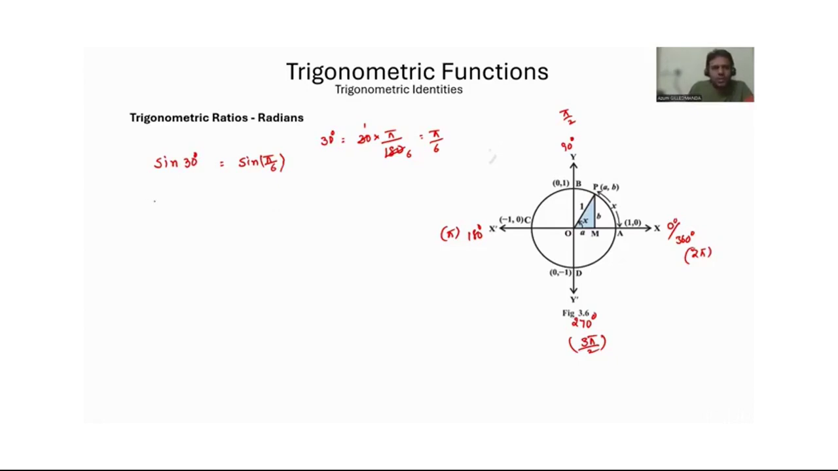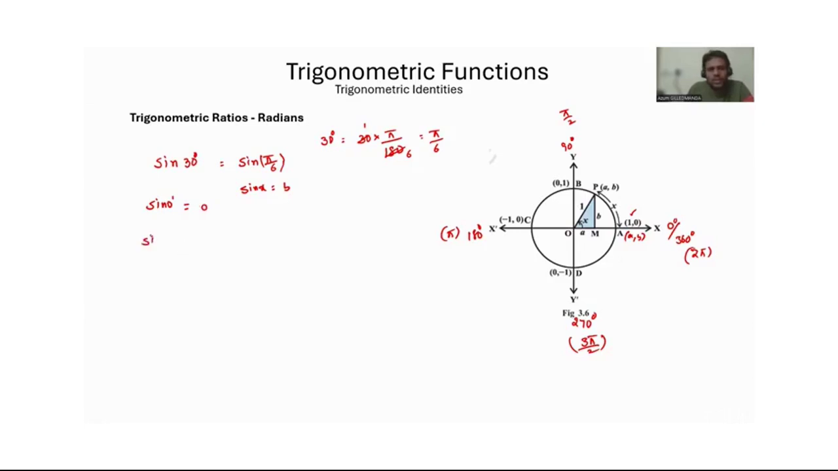Now, what is sine 0? Sine 0 is nothing but this value, right? When x is 0, that is OA. What is sine x basically? Sine x equal to B, right? So sine 0 degrees means this B will be 0. This point here is 1 comma 0, so this is A and this is B. Sine x is B, so sine 0 is 0, right?